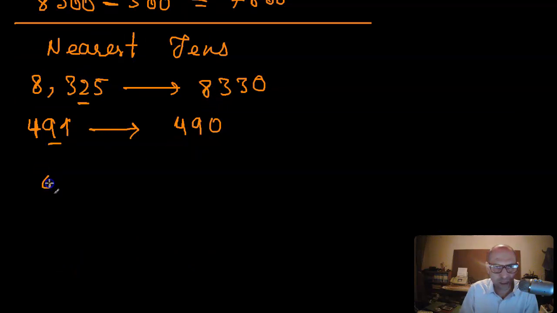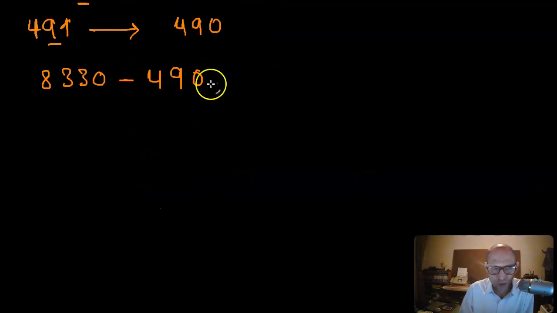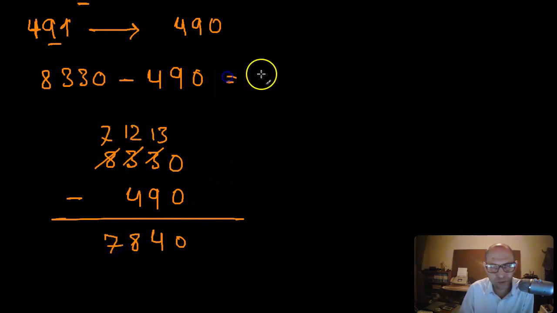And then 8,330 minus 490. So you see there is more now, because we are getting closer to the smaller place values. As you can see, there is more detail in the numbers. More detail in the numbers means more calculation. And so I couldn't even do this in my head. So that's 8,330 minus 490. That's a 0. Then I'm borrowing from here: 7, 13, 12, and 13. 13 minus 9 is equal to 4, 8, and 7. So 7,840, right?